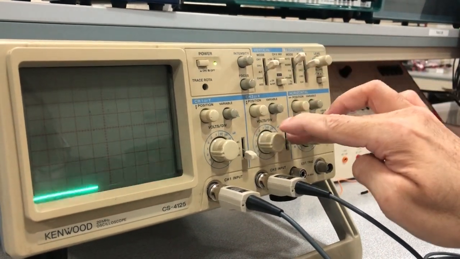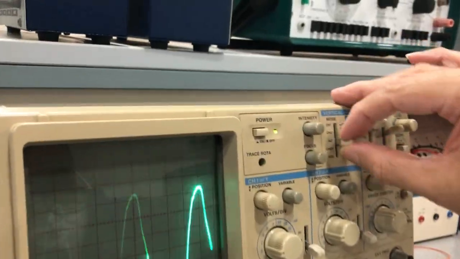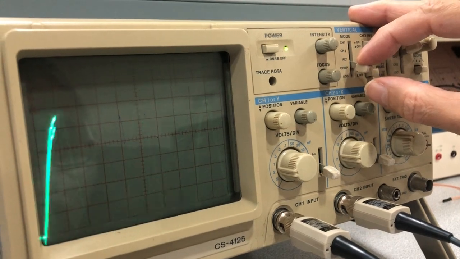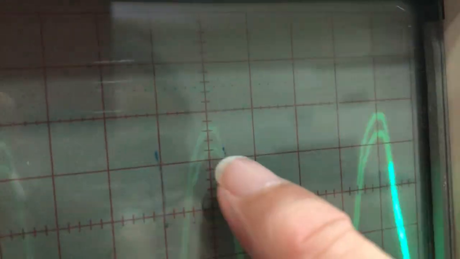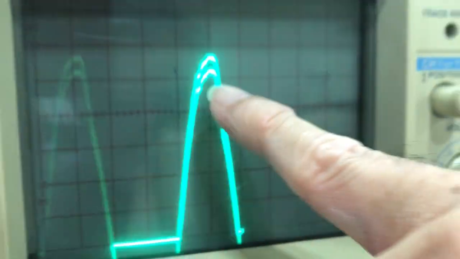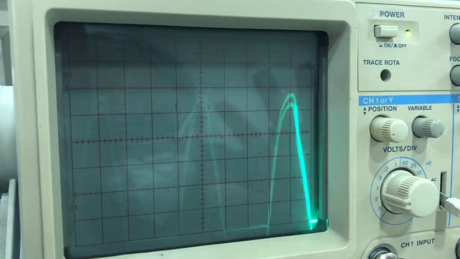Now I turn them both on. I have to plot them both by going to chopping. Now I have two subdivisions difference between the two peaks. Two subdivisions, okay?